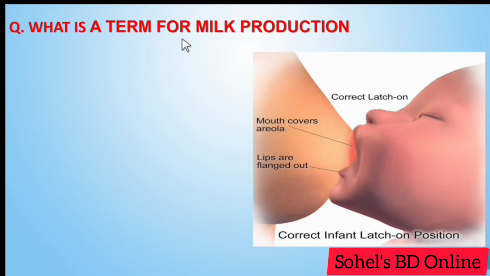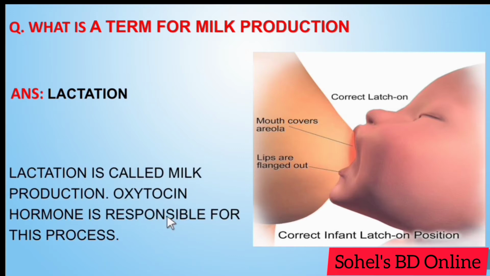Next, what is the term for milk production? Answer: lactation. Lactation is called milk production. Oxytocin hormone is responsible for this process.